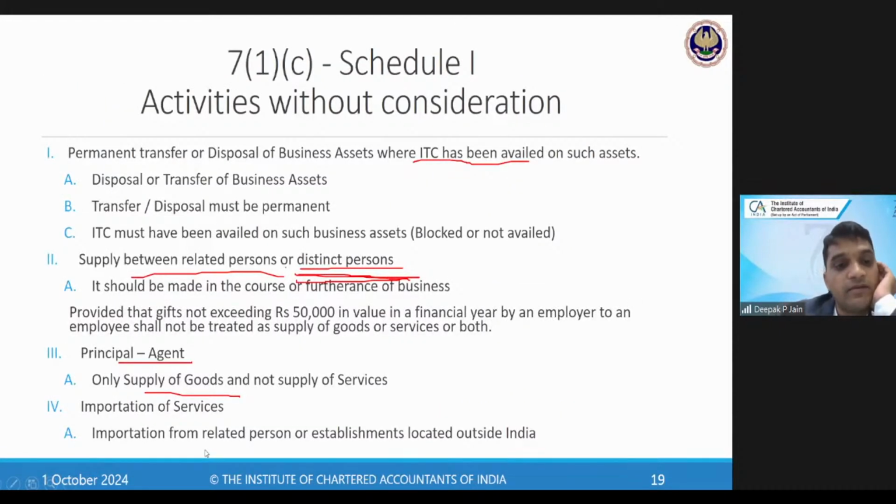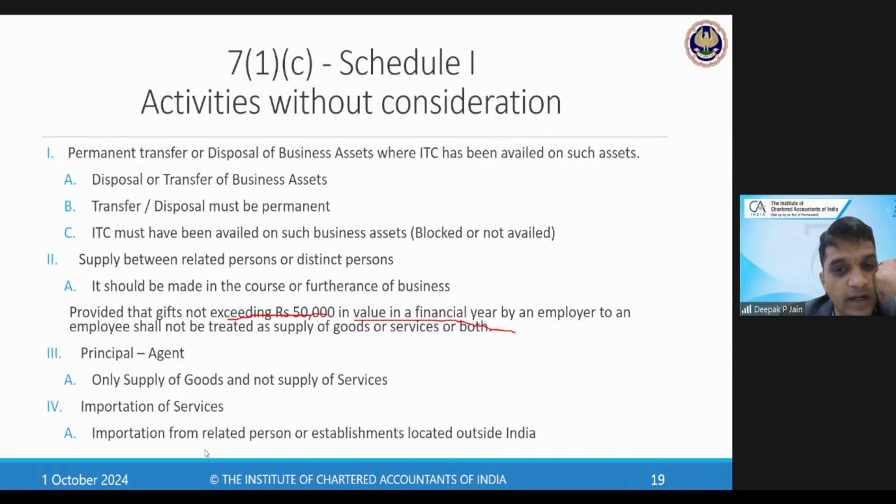This is supply between related persons. It should be made in the course or furtherance of business. Then there is a proviso which says that gifts not exceeding rupees 50,000 in value in a financial year by an employer to an employee shall not be treated as supply of goods or services. What does it mean? It says that employer and employee are related persons. So any kind of supply by the employer to the employee is salary.